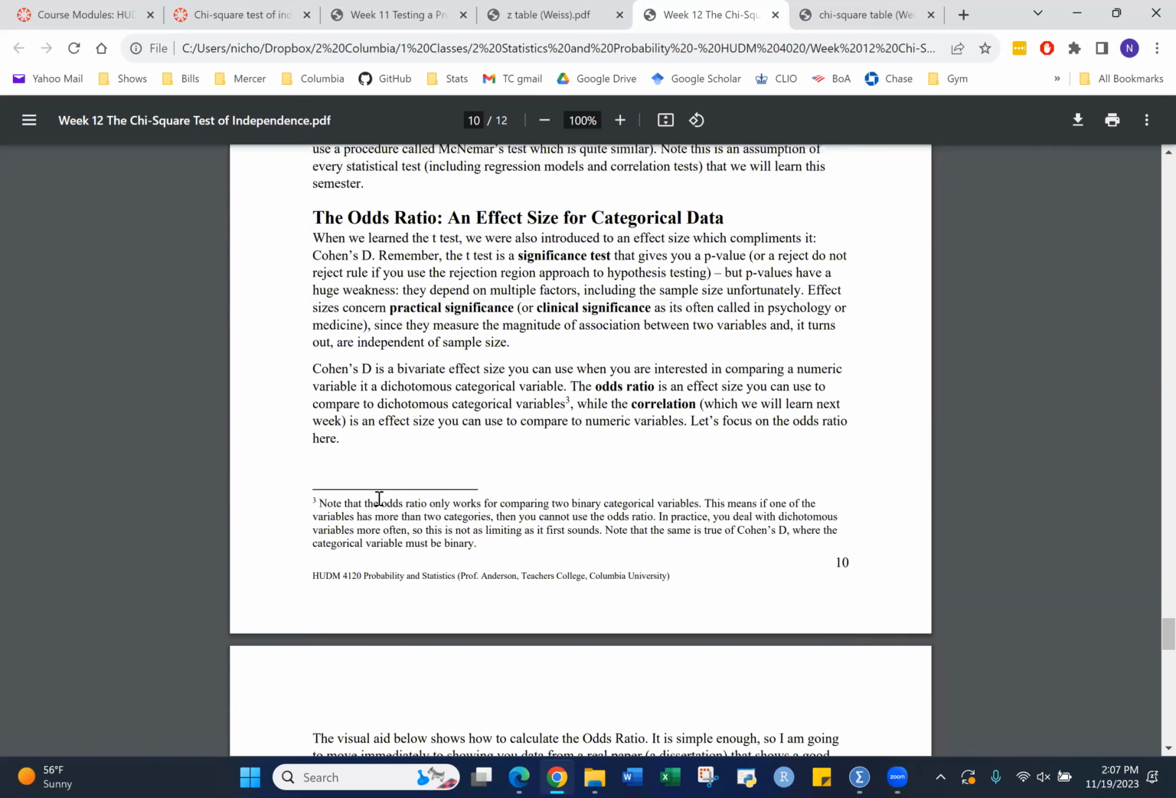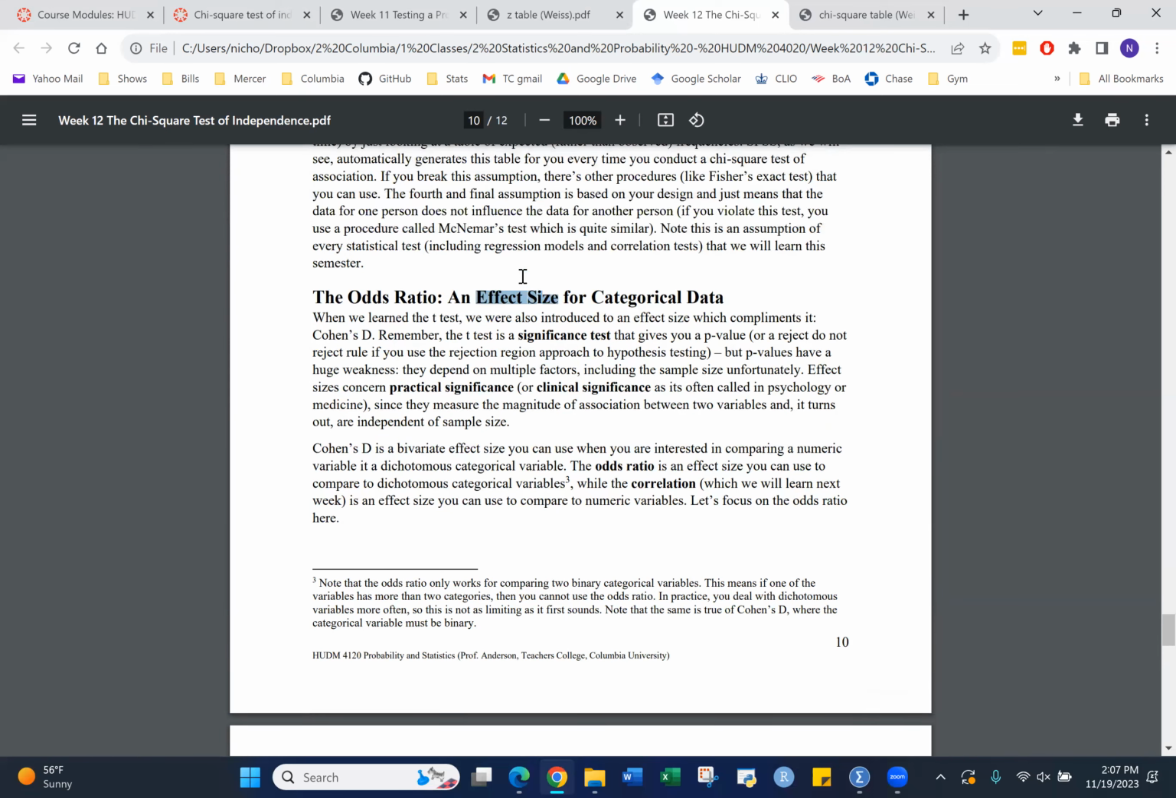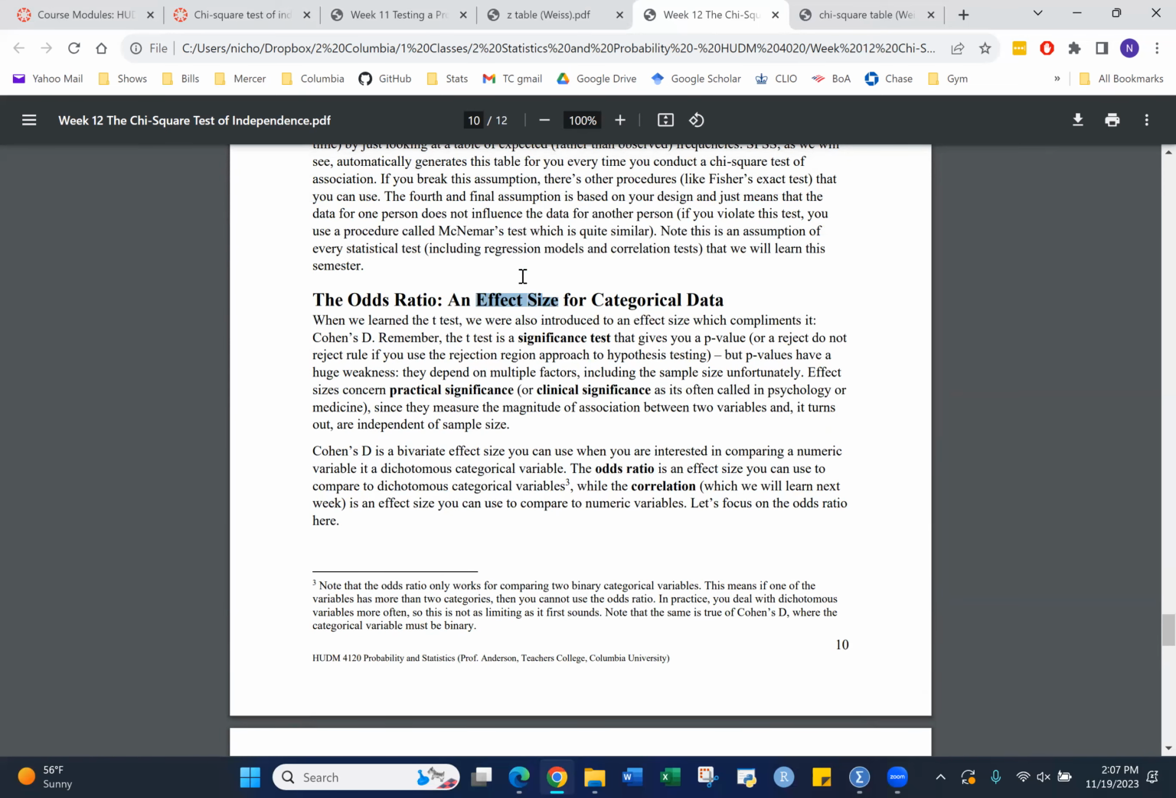Now, I want to talk about the odds ratio. It's an effect size for categorical data. So remember when we studied the t-test, we talked about how the t-test is just a significance test. It will tell you whether a numeric variable is related to a binary categorical variable. It will tell you whether there is a statistically significant relationship. That's very helpful. But as I said earlier in this lecture, there are limitations to p-values. And the most obvious, although there are a few limitations, I like to just stick with head count. If I run a t-test and have 10 people in my sample, it doesn't matter how big the mean difference is, it will just almost never be statistically significant.